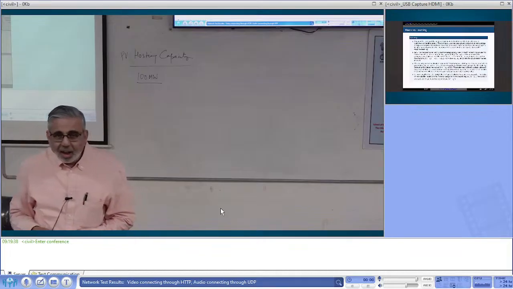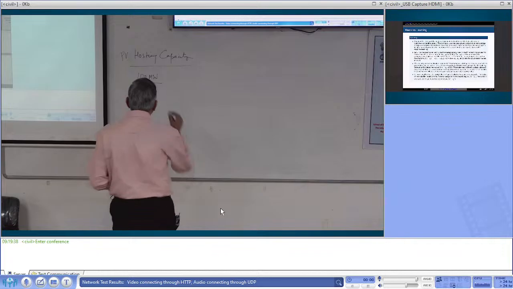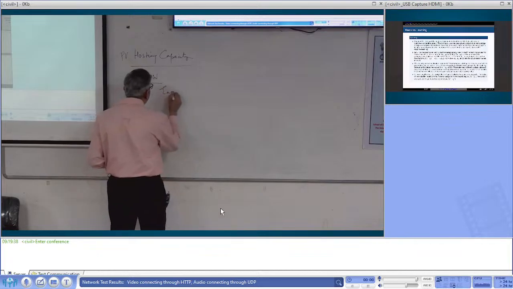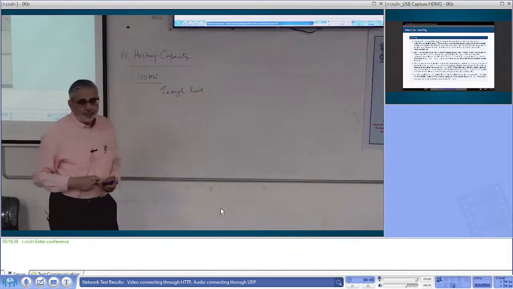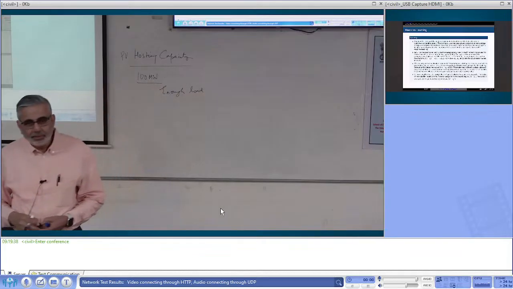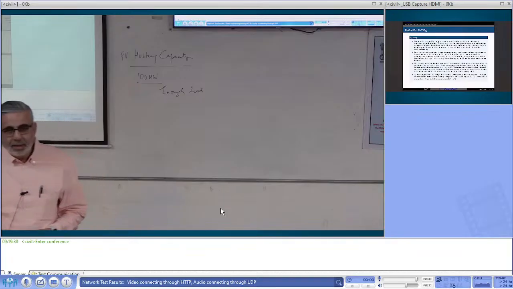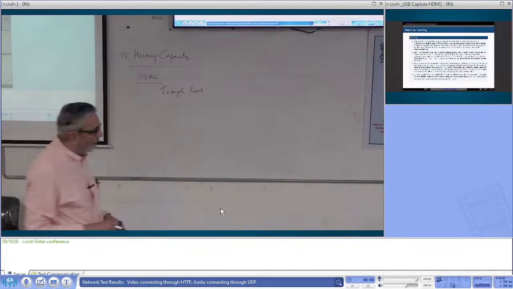Load of 100 megawatt. Okay, very good. Thanks. Enough load, very good. That's a very important point. In fact, more than that, because the thermal power stations will be running at 30%.